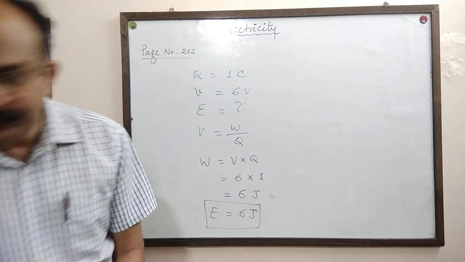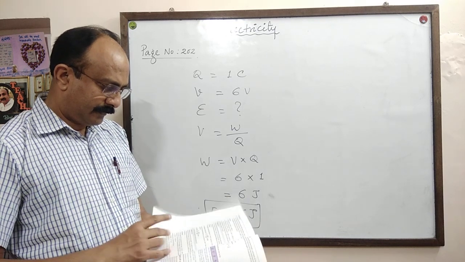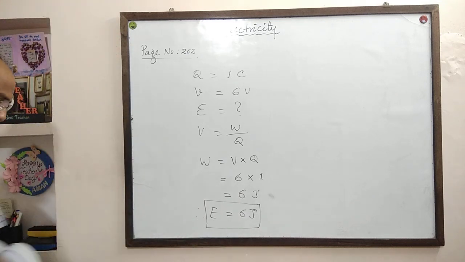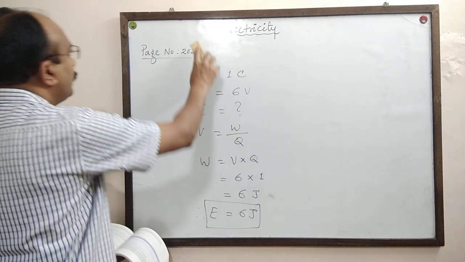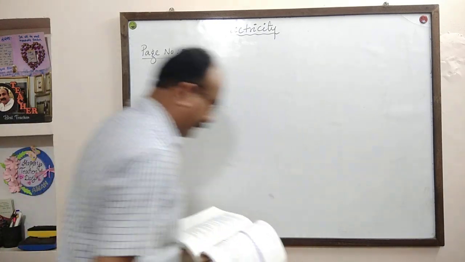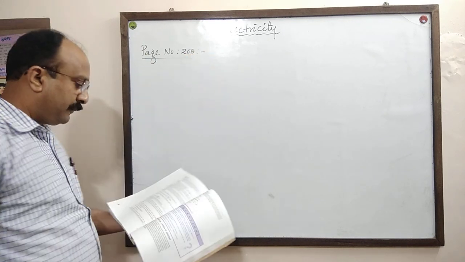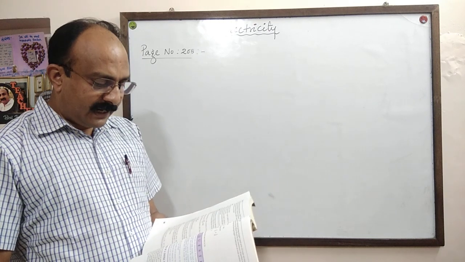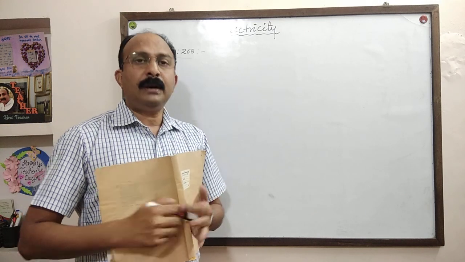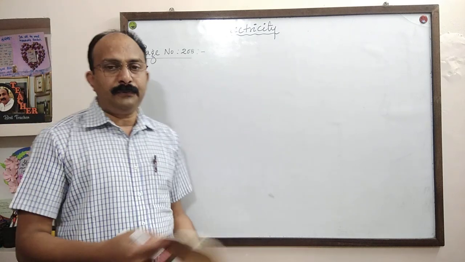Now the next page number is page number 208. First question. On what factors does the resistance of a conductor depend? We have seen this topic in detail.